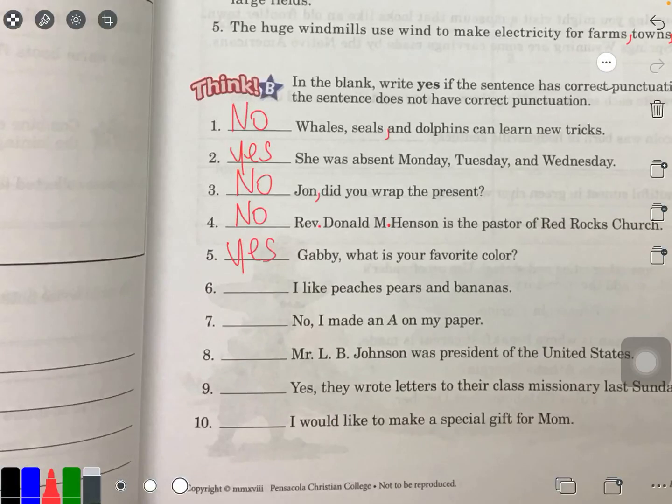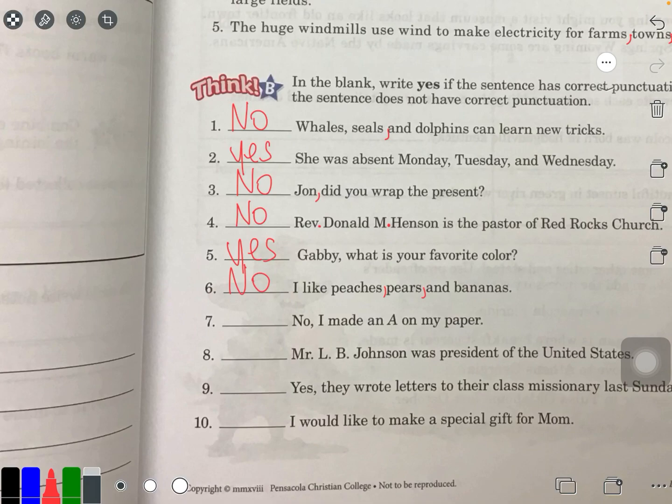I like peaches, pears, and bananas. Do you notice how I spoke really fast? That's because I didn't see a comma anywhere. I'm listing things that I like. I like peaches, comma, pears, comma, and bananas. So no, they did not use that sentence. They didn't use the punctuation marks correctly.